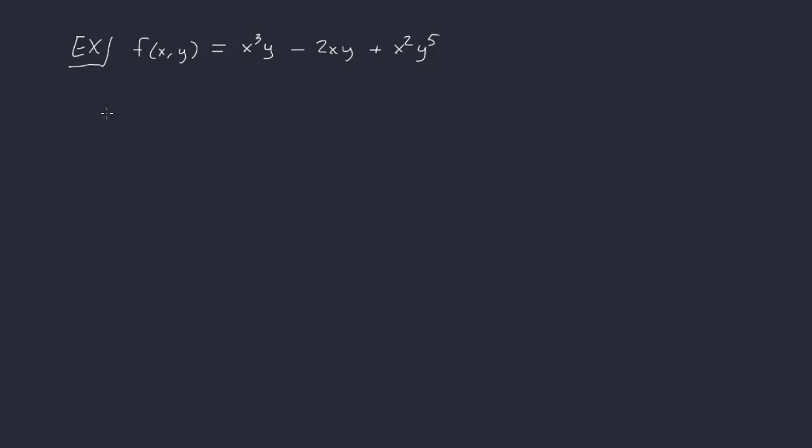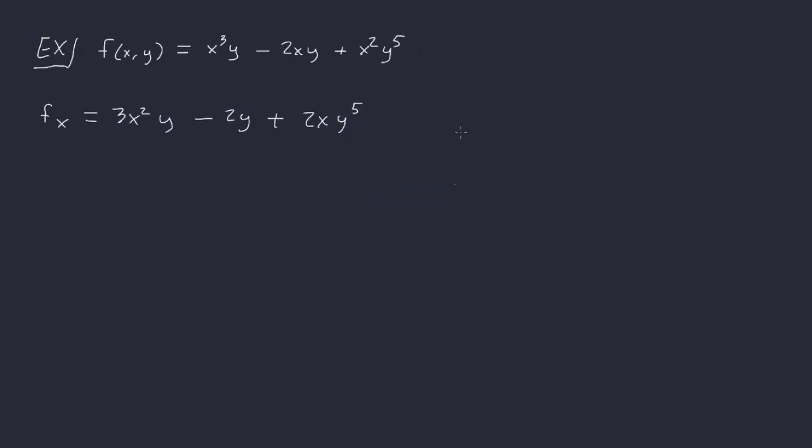All right, so I want to start with f sub x, so that's where you just take the x derivatives. All right, so it will be 3x squared, and the y just comes along for the ride, minus 2y, because the derivative of x is just 1, and then we'll get plus 2xy to the 5th. All right, now let's shift this over and do f sub y. So now we're just taking the y derivative. So for these first two terms, the y's will just go to 1, and then we'll be left with just x cubed minus 2x. Right? Then here, it's just the y derivative of this. So it will be plus 5x squared y to the 4th.